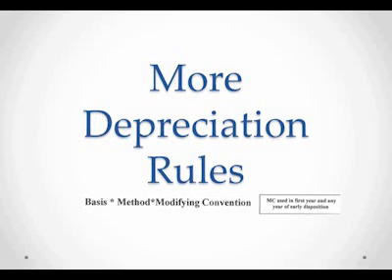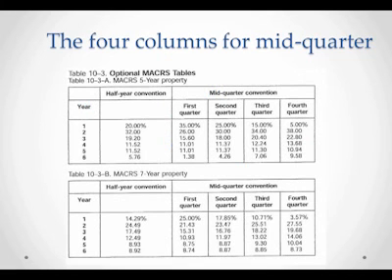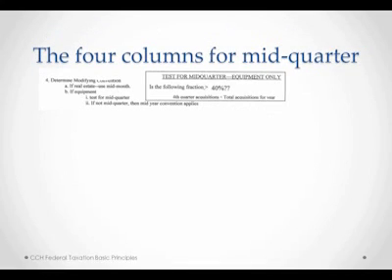Now we're going to add number 1, number 2, and number 5 from the checklist to our repertoire, and then discuss a few odds and ends from the back of chapter 6. But before we do that, we want to do a few examples to explain why the mid-quarter convention has 4 columns. So let's move on to an example.